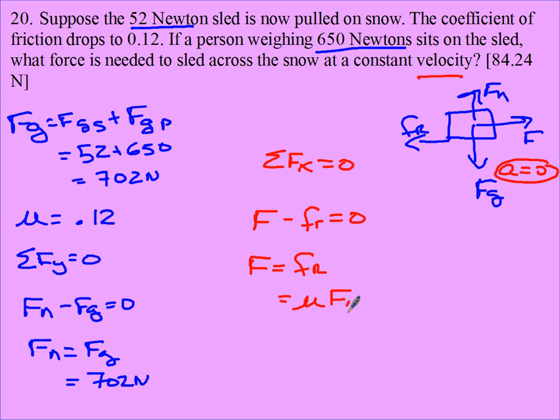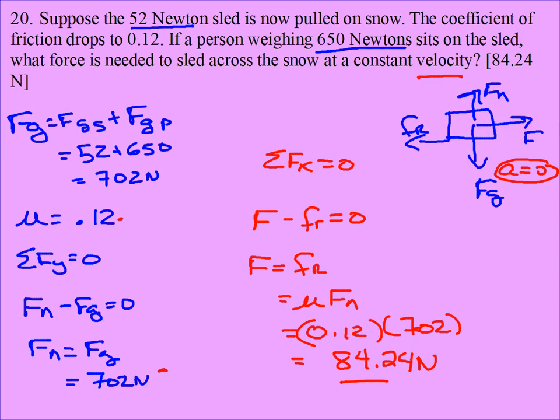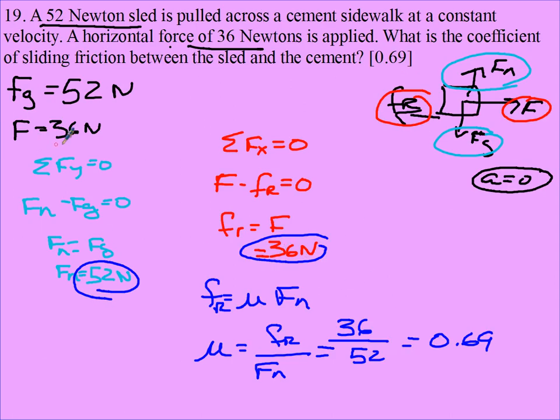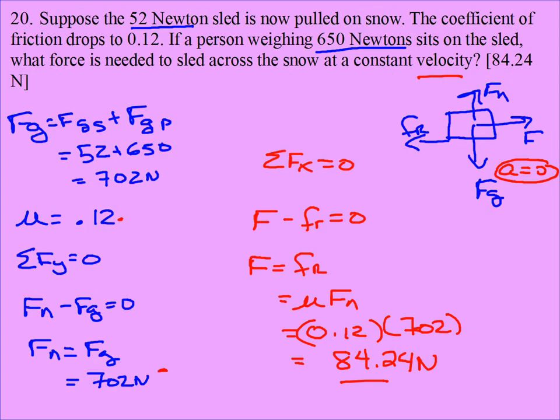Friction is mu Fn. Now let's see, mu is 0.12, and Fn is 702. Got those two. And so I got a value of 84.24 newtons that needs to be applied to keep this moving at a constant speed. Please note, this is 84 newtons after I've added a 650 newton person, where over here it took an applied force of 36 newtons to simply get the sled itself started. So you see how the kinetic friction is substantially less than the static friction.